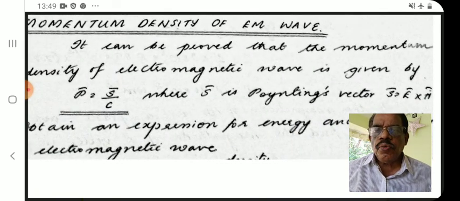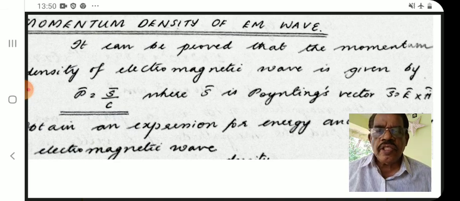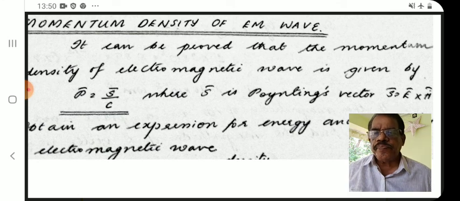It can be proved that the momentum density of an electromagnetic wave is given by P, momentum P is equal to S by C, where S is the Poynting vector, S is equal to E cross H.